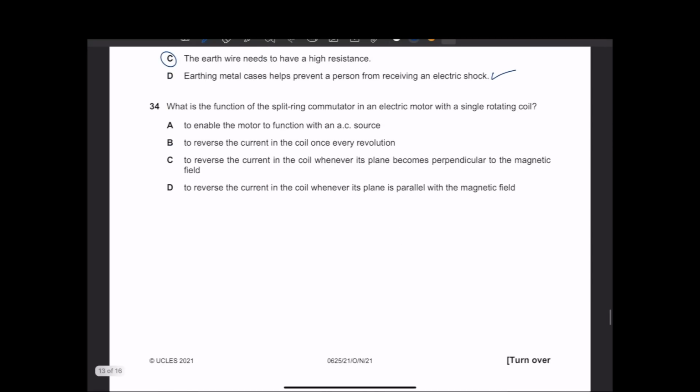In question 34, what is the function of the split ring commutator in the electric motor with a single rotating coil?